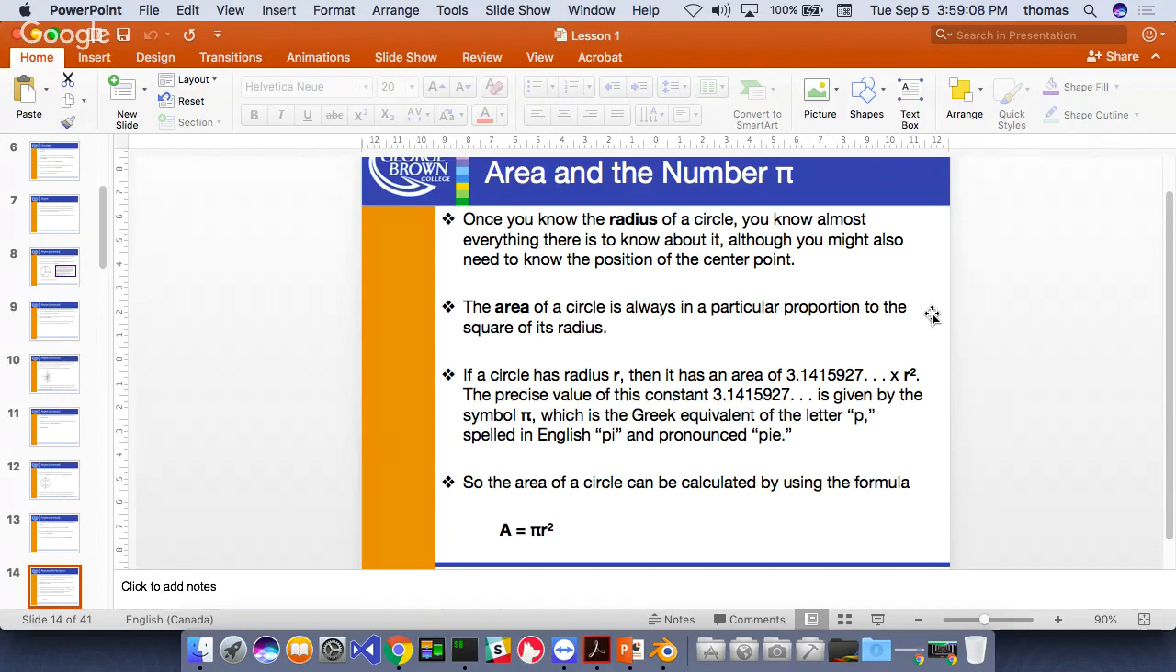All right, so once you have the radius, you can figure out the area. And of course, this is one of the equations you're going to need to know, the area of a circle, which is pi r squared. What is pi? It's a special number.